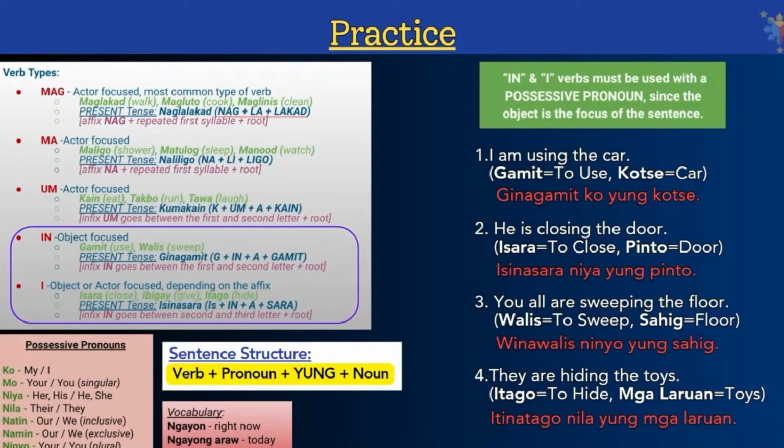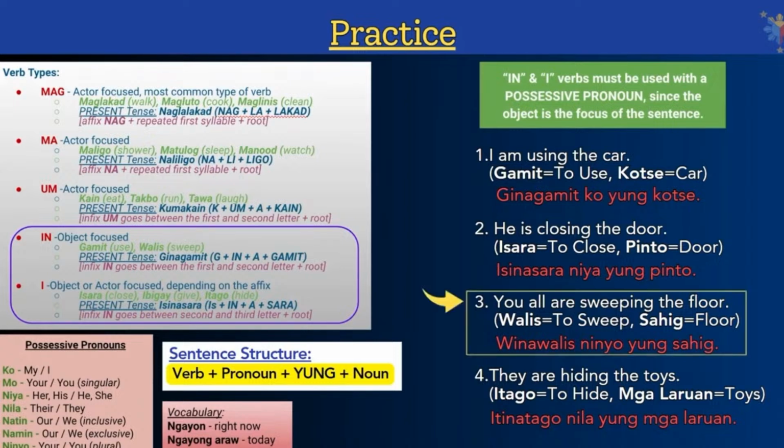So it really is just a matter of plugging everything into the sentence structure and then using the patterns that we learned for these different verbs. And the trickiest part really is trying to remember that for actor-focused verbs like mag, ma, and um verbs, you can use subject pronouns. But then for in and e verbs, you have to use possessive pronouns. And again, it's because it's almost like you or the subject are in possession of that object.